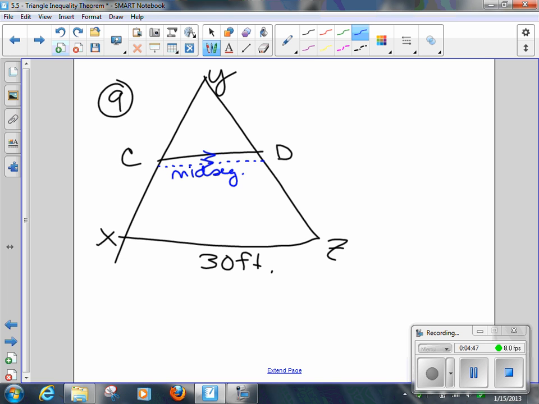Well, if the bottom XZ is 30, what's the mid-segment of this house? 15. Half of 30 is 15. So is CD, this is 15 feet, isn't it? And that said, is it less than or greater than 5 yards? What's yards? It's 3 feet per yard, right? So what am I going to do to 5? That's 15 feet, isn't it?